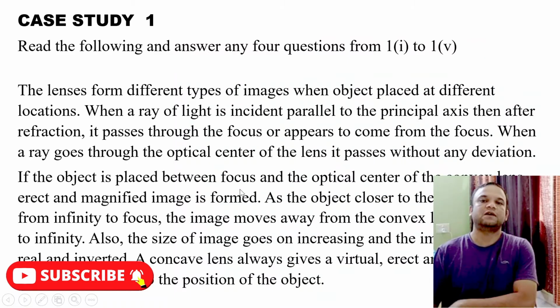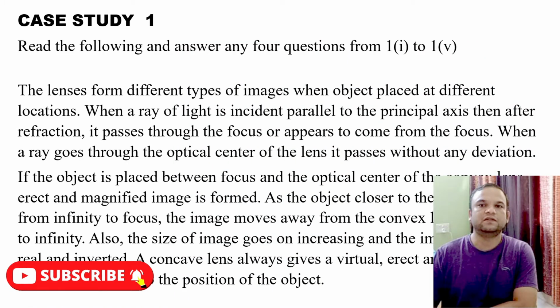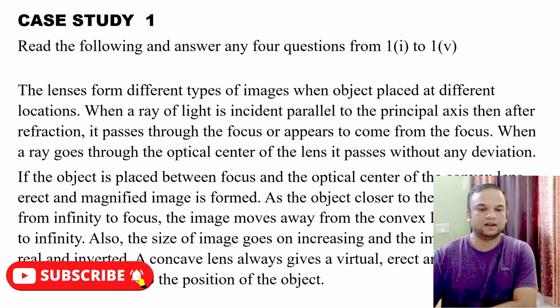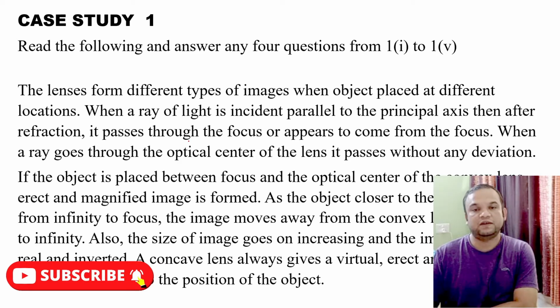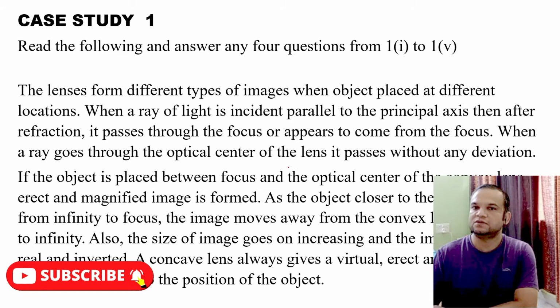So students, this is our first passage which is based on the lenses, and it is also telling us about different image formations which are seen in the concave lens and the convex lenses. As you know, on this passage you will be getting 5 questions and they will be MCQs. So let us discuss those 5 questions and find out the answers.